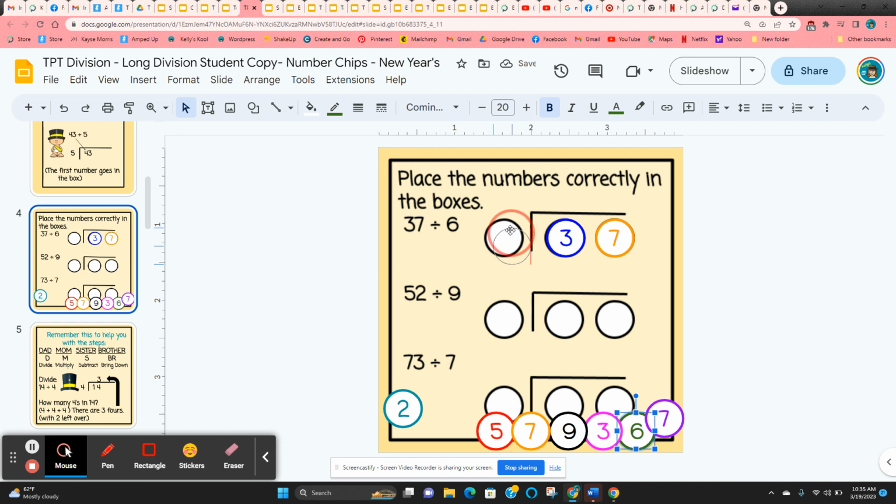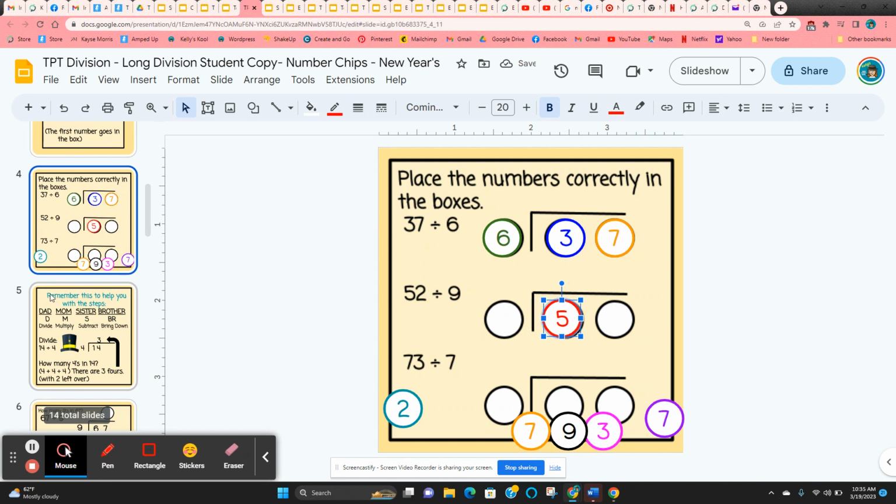Every slide has every number that the students need. So if they end up with a number left over that doesn't work, then they need to go back and check and see where they made their error. So this slide is just putting numbers in the correct place, and they'll use every single number.